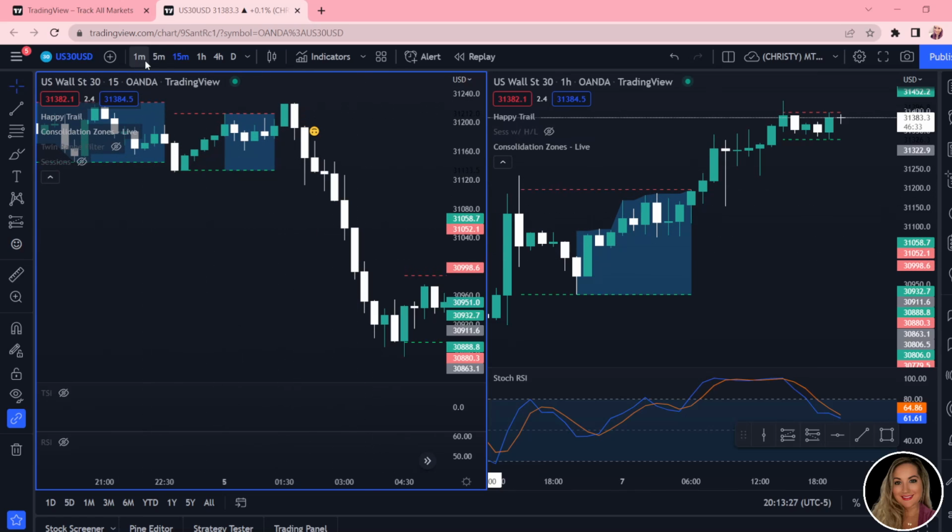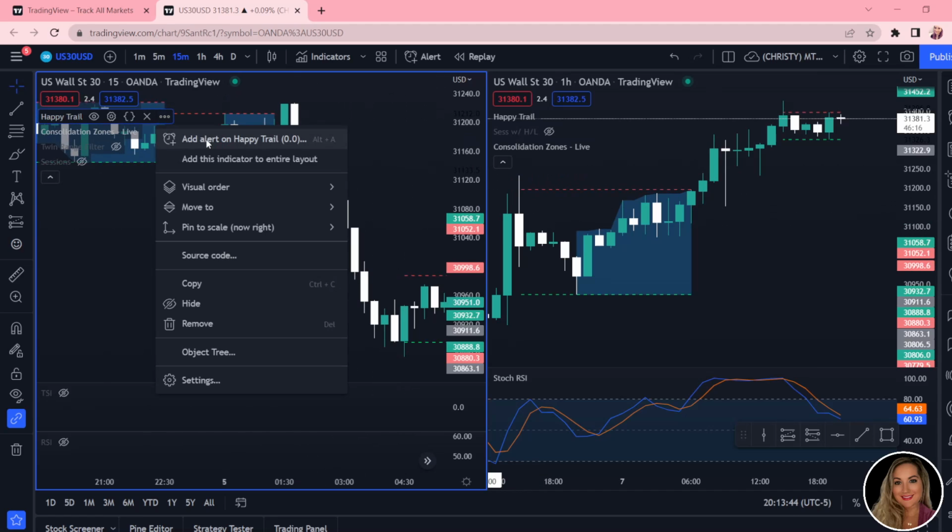On these much smaller time frames, like 1 minute, 5 minute, you really need to be sitting on the charts watching, and the alerts don't always come through as fast as you want from TradingView. But for 15-minute, I find that it kind of works pretty well with this. So anyhow, you need the smiley face alert. So in order to do that, you click on your happy trail indicator, click on the 3 dots, then click add alert.